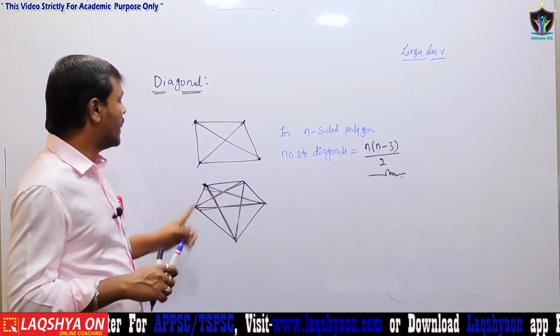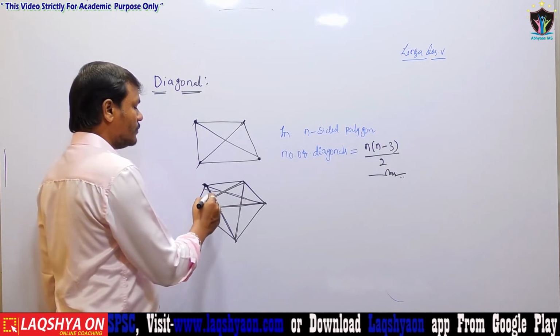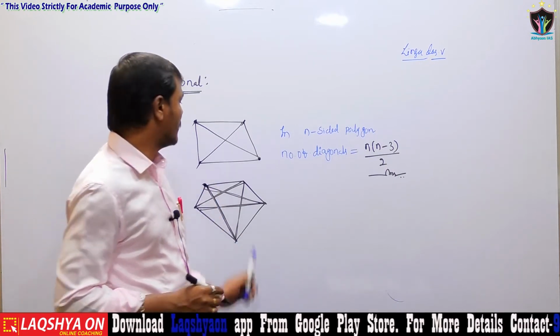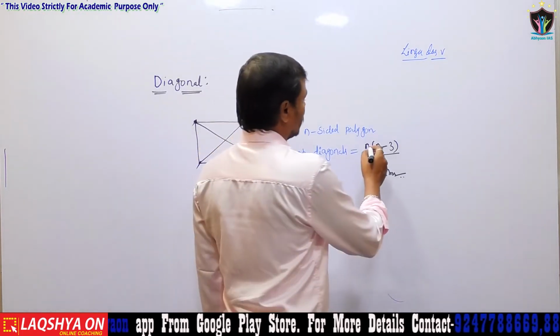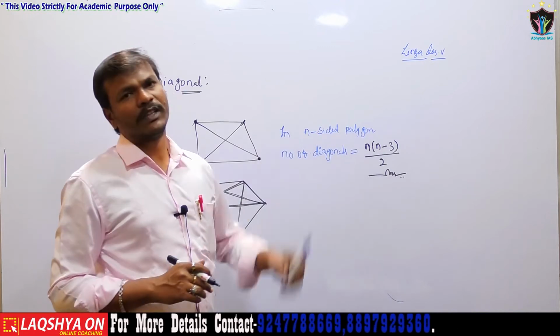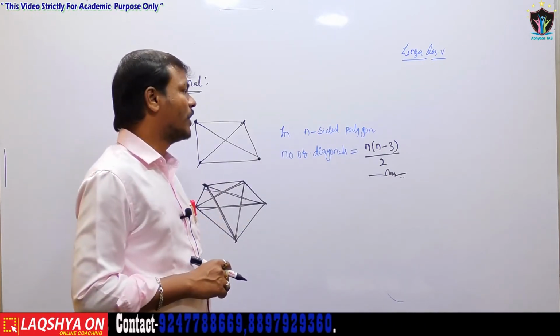Why by 2? It was repeated. See, from this one, from this one, repetition is there. So for the reason of not accepting the repetition, we divide with 2. N into n minus 3 by 2.